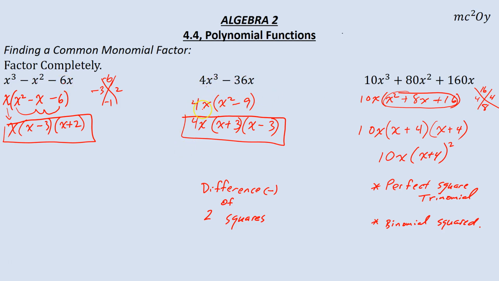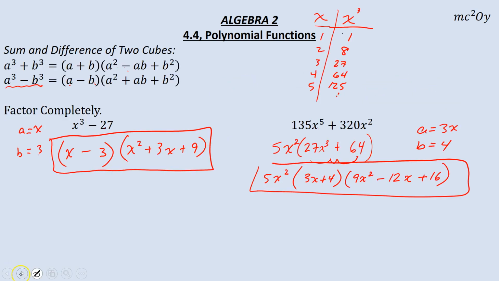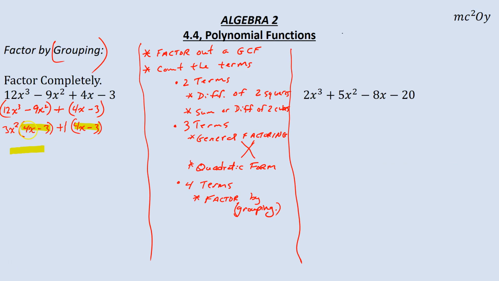We took that out. Okay? Here, the greatest common factor was 10x. Right now when I look at this, the greatest common factor is 4x minus 3. That's what they both have in common. They're both being multiplied by 4x minus 3. When I take that out, I'm left with 3x squared plus 1. Okay, and we put it in parentheses because we're multiplying the two things.